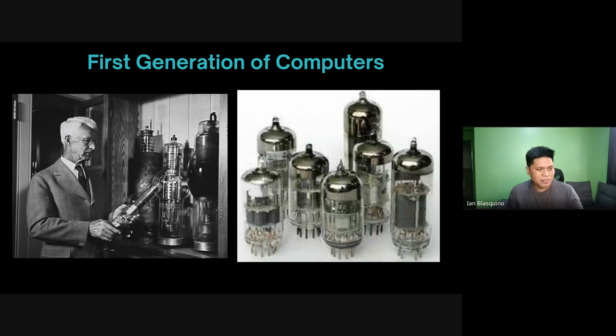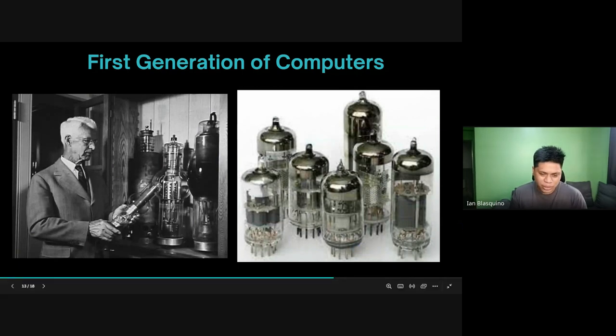So kung titingnan natin sa mga photos documented ng first generation of computers, we can identify na yung mga first generation of computers noon is need mo ng isang buong room to store those first generation of computers. So if i-compare natin when it comes to its size, sobrang laki na ng difference from the first generation of computers to the present generation of computers na meron tayo ngayon. Kasi ngayon, we have mobile or portable computers na nagkakasya sa ating bulsa, or yung iba naman ay naisusuot natin sa ating mga wrist, that we can bring wherever we want.